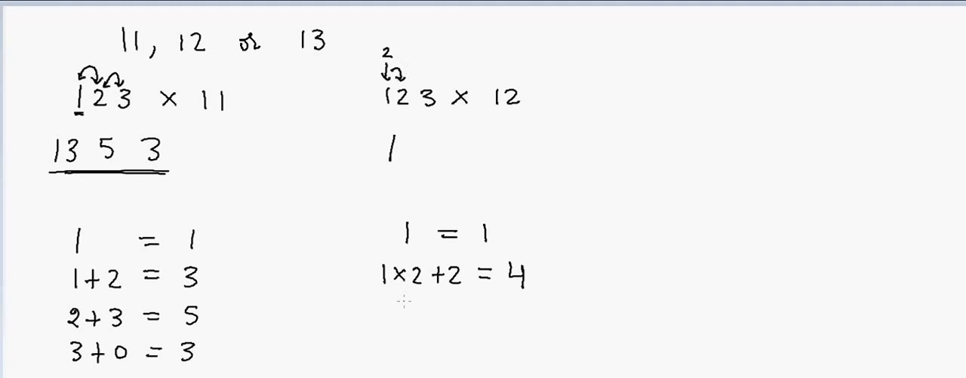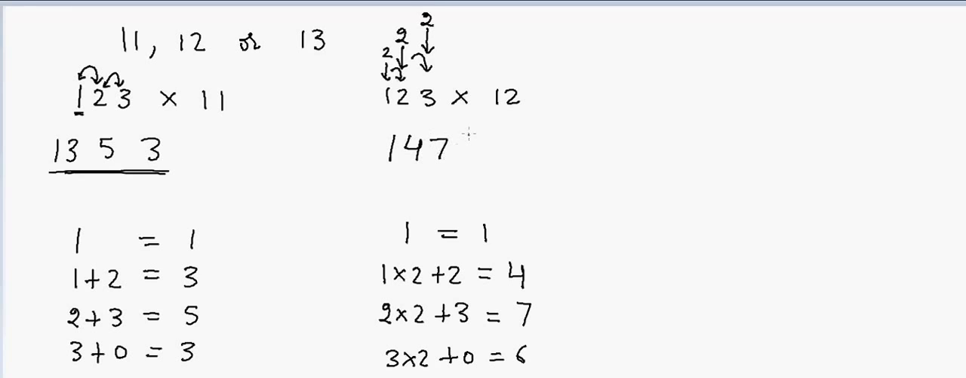Then for calculating the third digit of the answer, I'll do 2 into 2 plus 3, that will be equal to 7. So I multiply this by 2 and then I add it into the 3, so that will be equal to 7. And then for the last digit I'll multiply the last digit by 2. So 3 into 2 plus 0, that will be equal to 6. So the answer will be equal to 1476. So basically I'm multiplying each digit by 2 and then I'm adding the next digit into it.